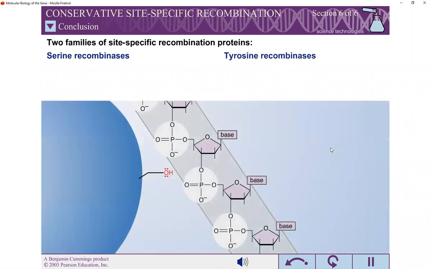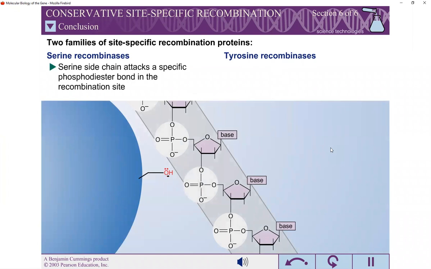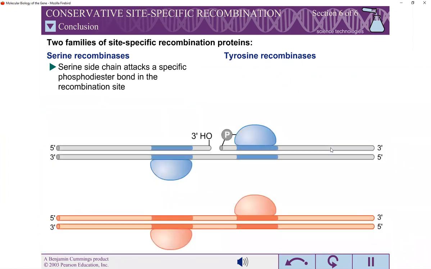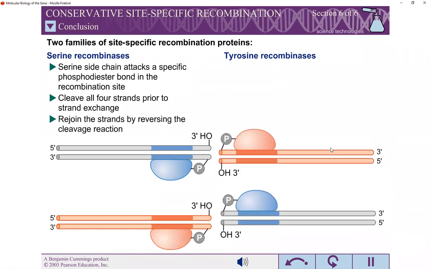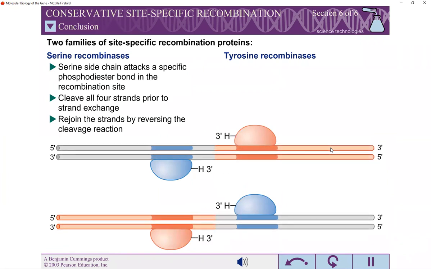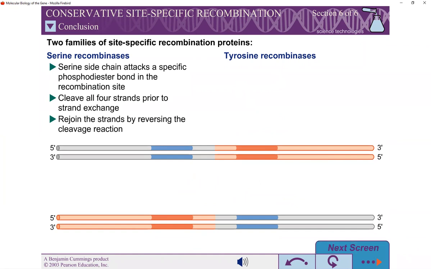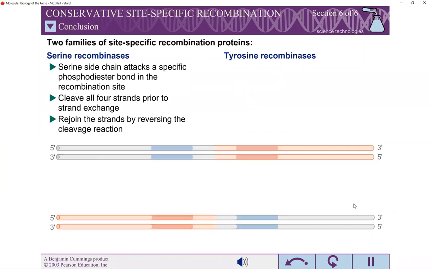For the serine recombinases, the side chain of a serine residue within the active site attacks a specific phosphodiester bond in the recombination site. The serine recombinases cleave all four strands prior to strand exchange, with one recombinase protein molecule acting on each strand. The DNA strands can be rejoined simply by reversing the cleavage reaction. This is how the cleavage and rejoining of the strands takes place.